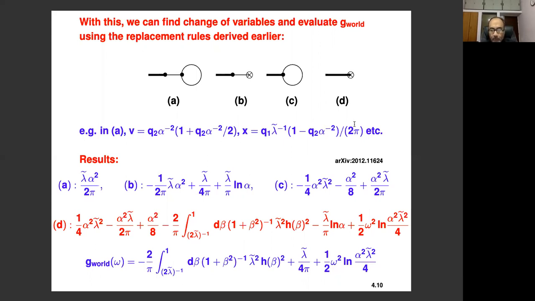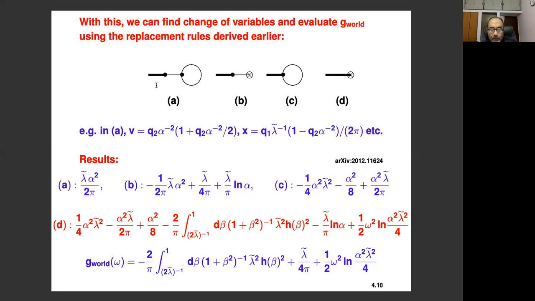Again, I have ignored higher powers of alpha inverse and lambda tilde inverse. This is because I'm assuming lambda tilde and alpha are large, but you can find the exact relations if you want. So this means that as Q2 ranges from 0 to 1 and Q1 ranges from 0 to 1, this diagram A covers a certain part of the Vx space.